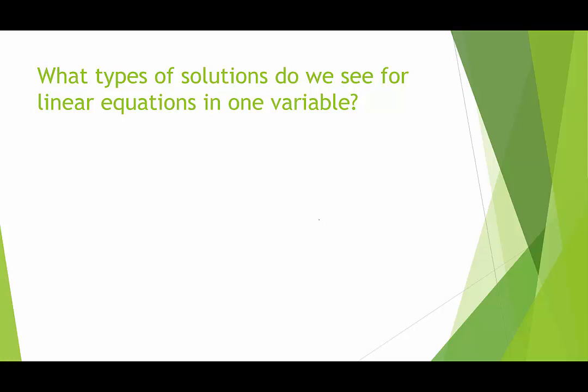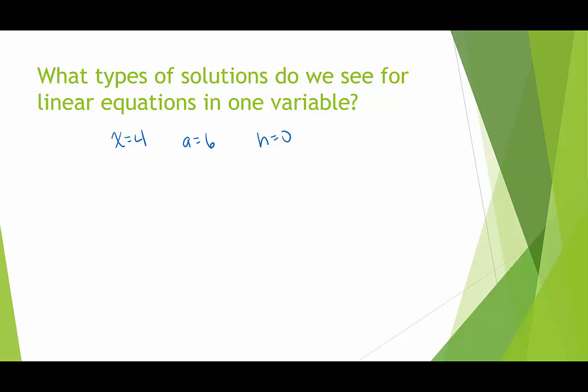What types of solutions do we see for linear equations in one variable? Usually, like 99% of the time, we're going to see just one solution. So we might do all of this work and then at the end we get x equals 4, or a equals 6, or h equals 0. All of these imply that we have one solution. This is the most common type of solution we will see. It's just one single solution. But there are two other cases to consider.